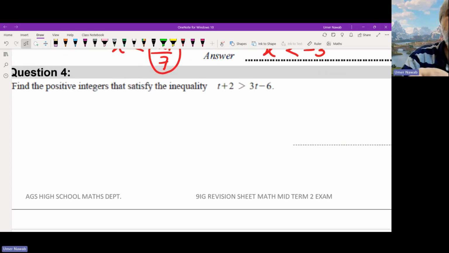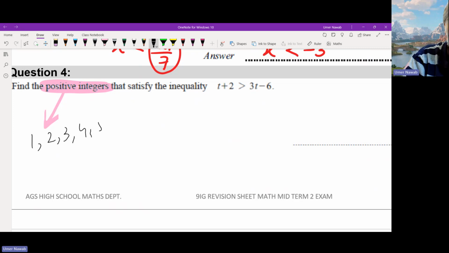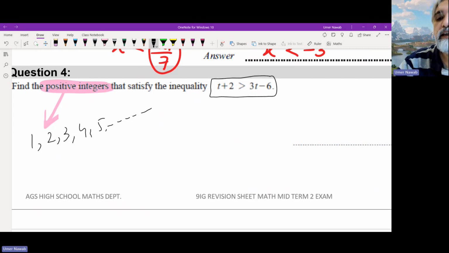Next is I have to find all the positive integers. What are the positive integers, guys? The positive integers are natural numbers 1, 2, 3, 4, 5, 6, so on and so forth. Now, when I solve this inequality, I need to copy and I need to list all the possible positive integers. Then you will tell me exactly, Mr. Umar, this is 3t and this is t.